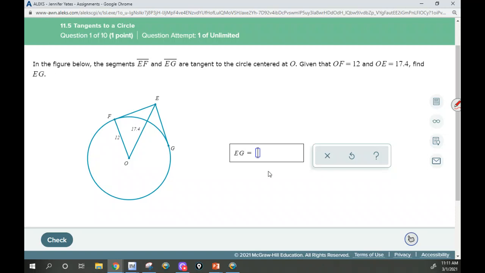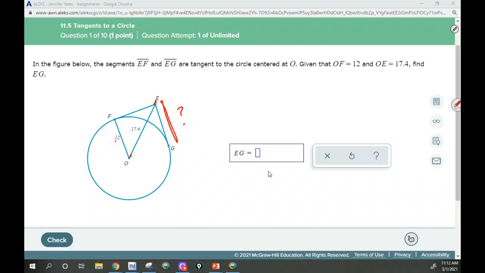In fact, it's already got the measurement. OF is 12. There it is. And OE is 17.4, and that's clear all the way through from here to the end. So you've got to pay attention to what we've got going. The whole thing is 17.4, and it wants to know EG. This is the one we want to know right here.